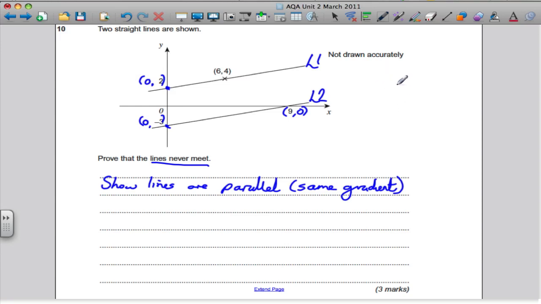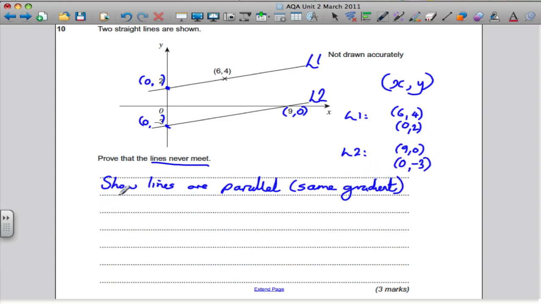Let's just write the coordinates down, as x, y. Let's do line 1 first. For line 1, we've got the following coordinates. We've got 6, 4, and we've got 0, 2. And for line 2, we've got the coordinates 9, 0, and 0, negative 3.